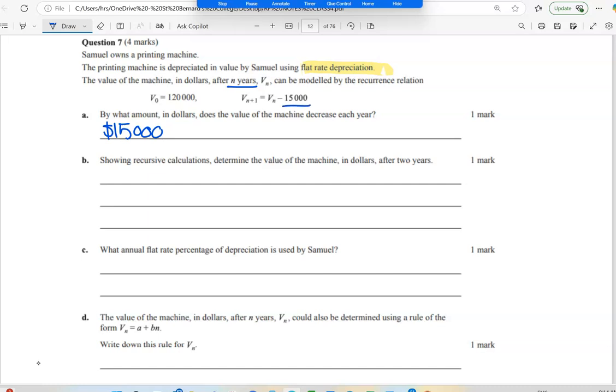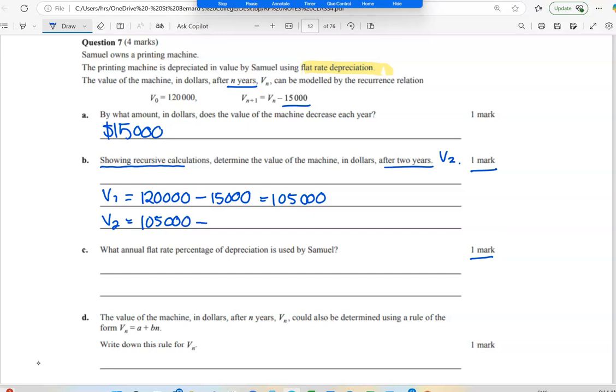Showing recursively, so here's where I told you they're going to say showing recursively, determine the value after 2 years. They want you to get to V2. You are only going to get this 1 mark if you have exactly this. So you got V1, you write 120,000 minus 15,000 equals 105,000. Then you show V2 is 105,000 minus 15,000 equals 90,000. Unless you write all of that out, you're not going to get that 1 mark.